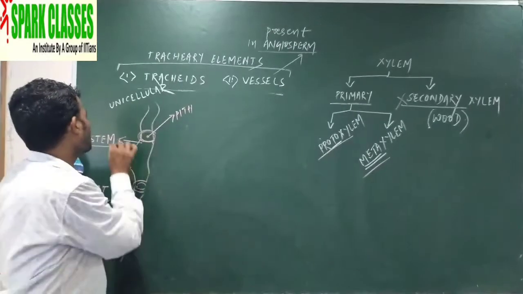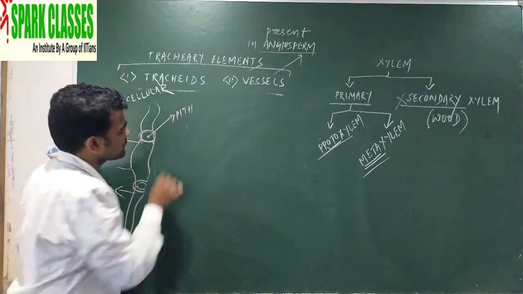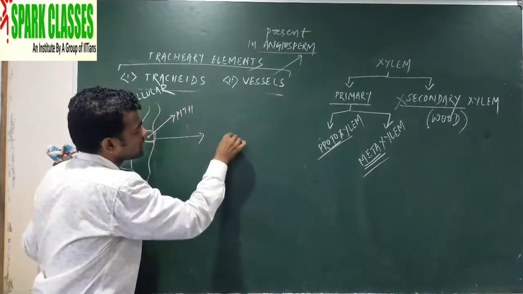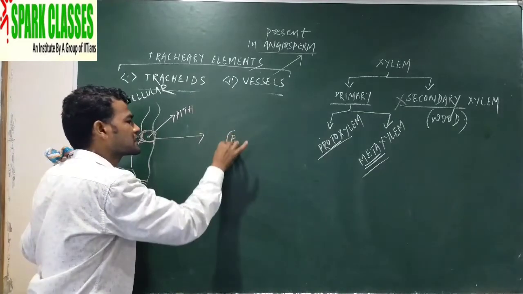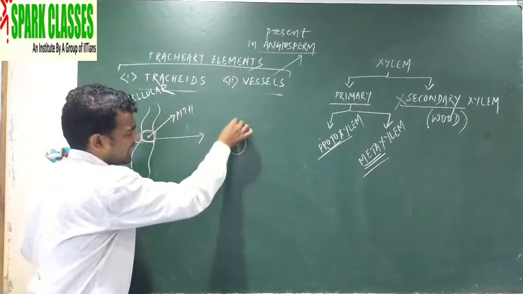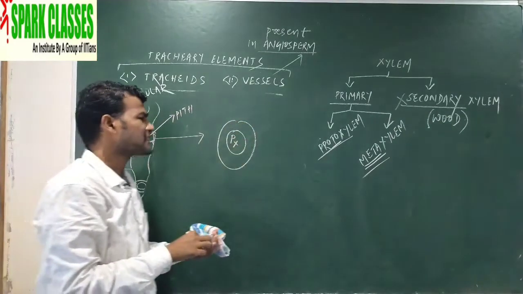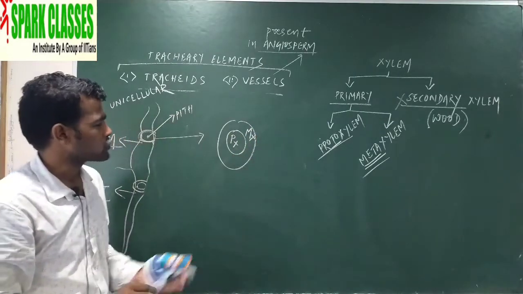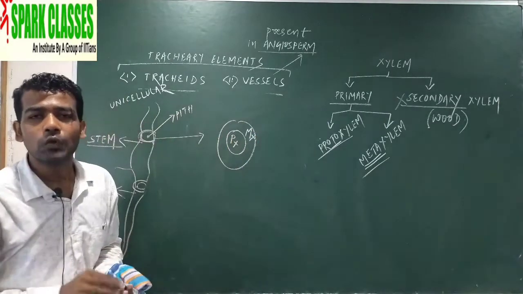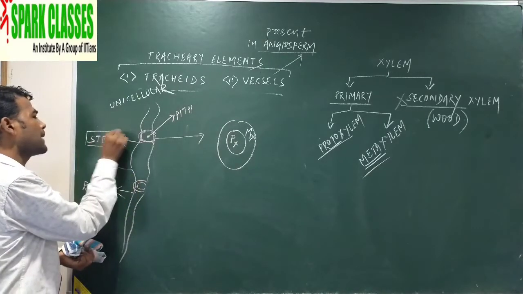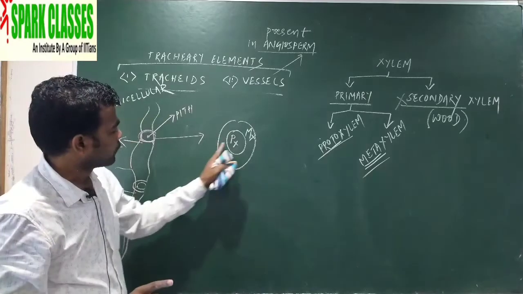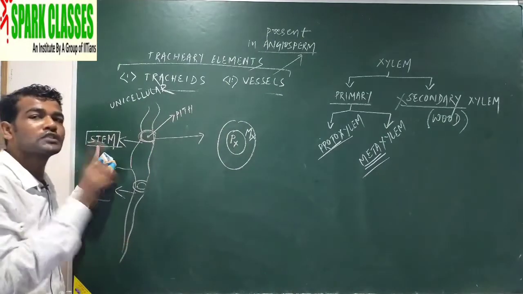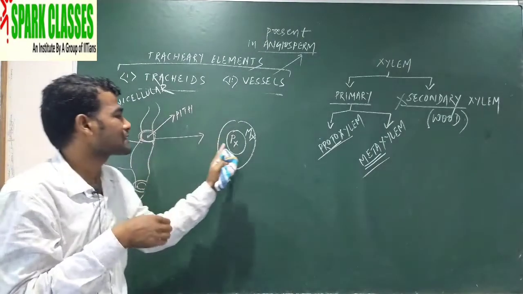So if you look at the stem portion, what is found? In case of stem, the protoxylem is found towards the center, means the pith. Protoxylem is present towards pith. And metaxylem, the new xylem produced after protoxylem, is present towards the pericycle, means periphery. So you only have to remember, in case of stem, the protoxylem is at the center, towards the pith.